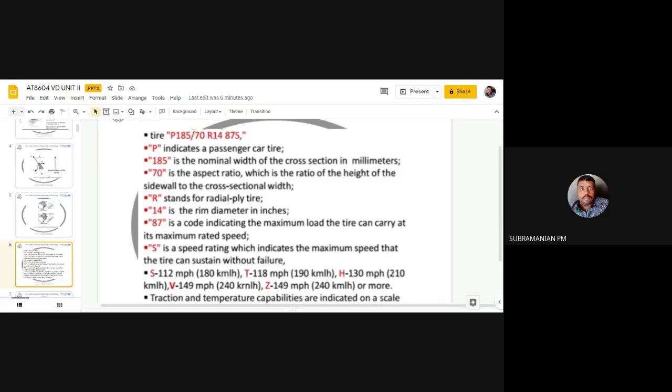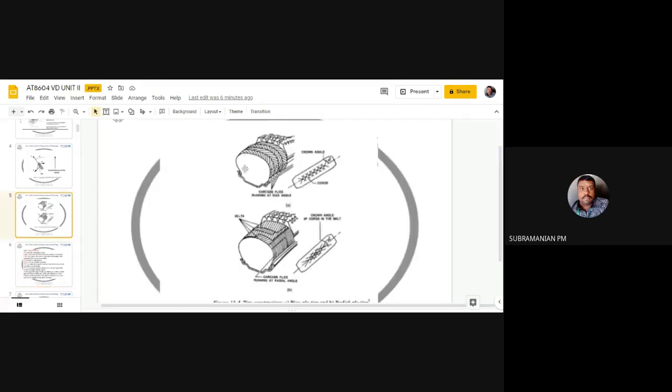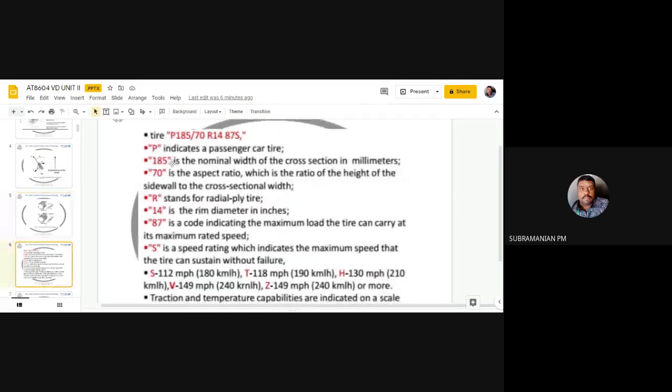For tires, you may get a question: what is the aspect ratio? It is the ratio of height to the cross-sectional width. Here 185 is given, so using 185 and 70, you can calculate the height of the tire. You have to remember that 70 is the aspect ratio, the height of the side wall, that is the carcass I have told, to the cross-sectional width.